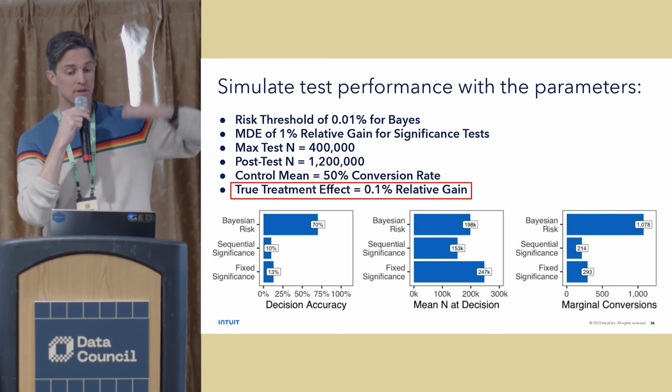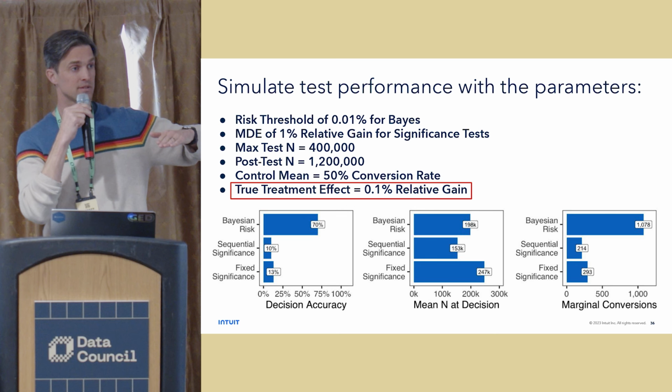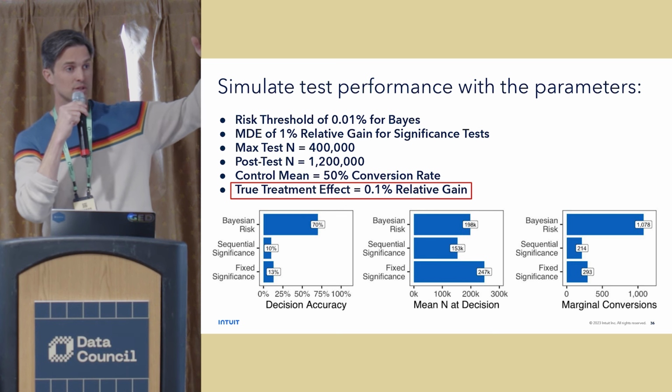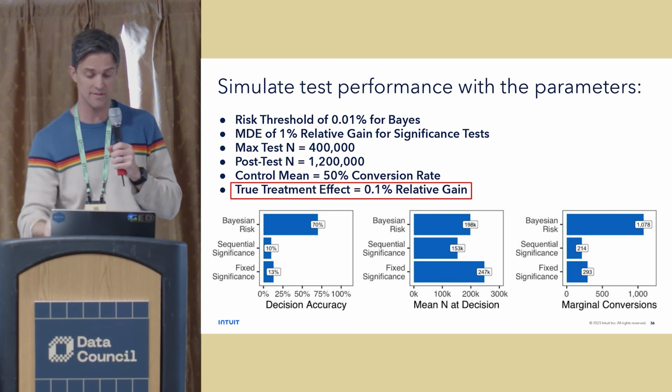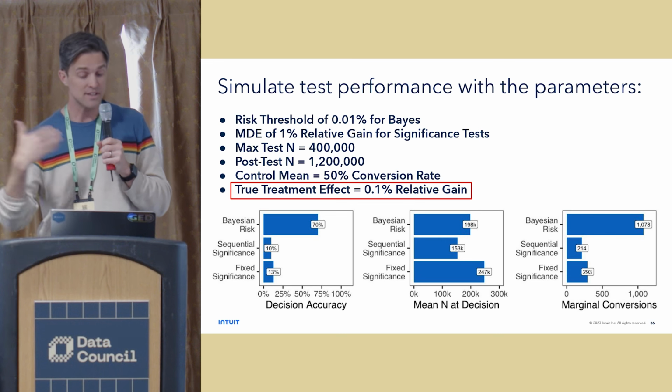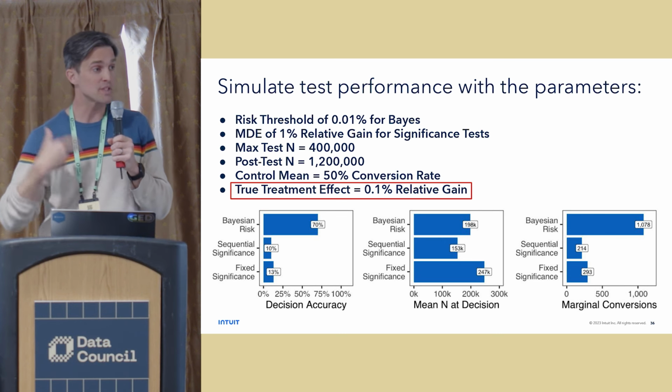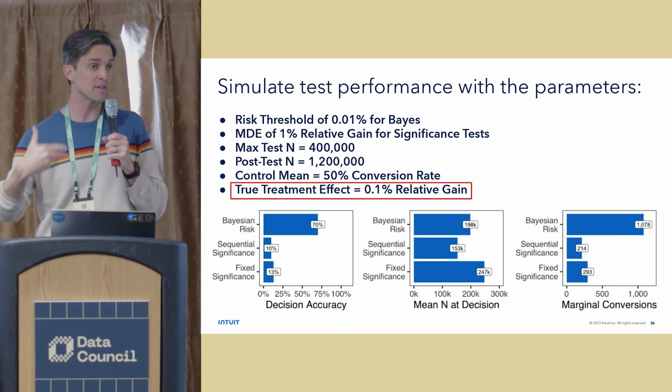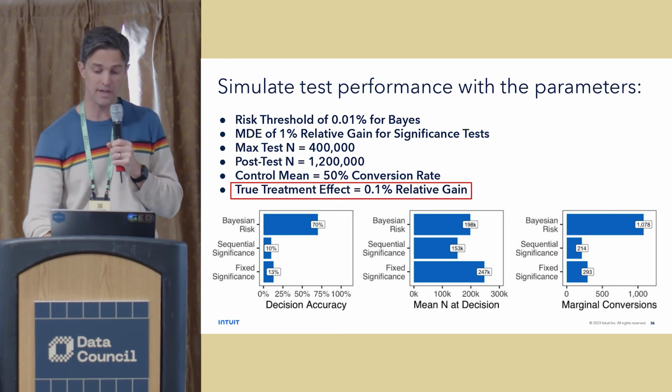And so it's saying, yeah, the null hypothesis is a better explanation for a 0.1% lift than your alternative hypothesis that there was a 1% lift. And again, this is all in service of producing more conversions. It's driving the metric forward that you're targeting.